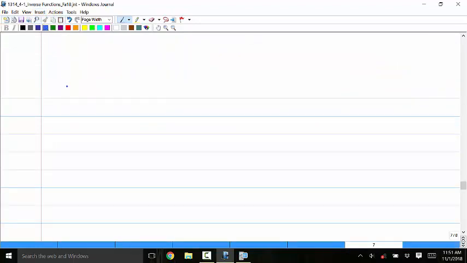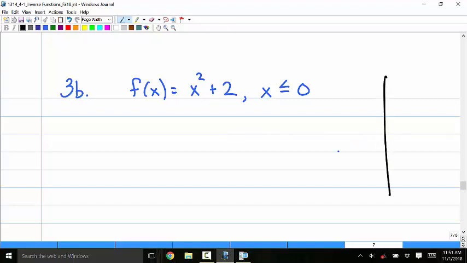So this would be like number 3b. If your function was, say, x squared plus 2, but you wanted x less than or equal to 0, what would that look like? That would be over here. You agree?